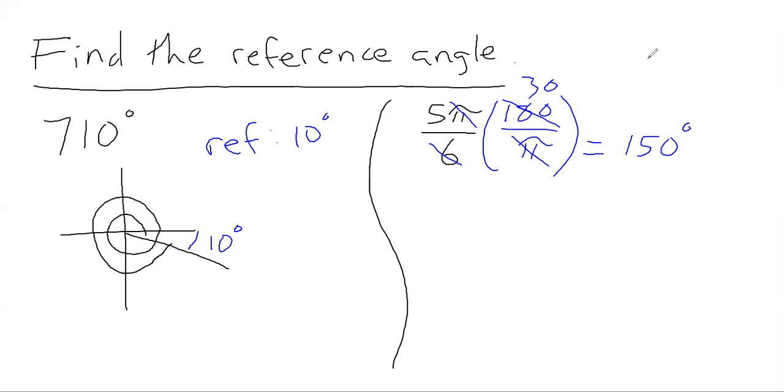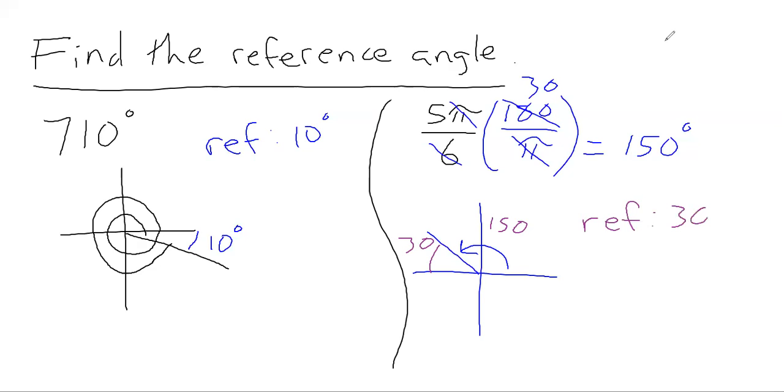150-degree angle. So if I want to find the reference for that, let's go ahead and draw the 150-degree angle, which would end about right there in the positive direction. But the actual reference angle is what would be left over. So if this was 150, what's left over to get to 180 would be 30. So my reference angle would be 30 degrees.